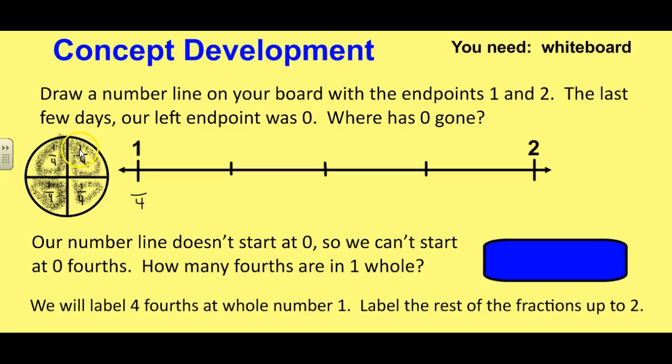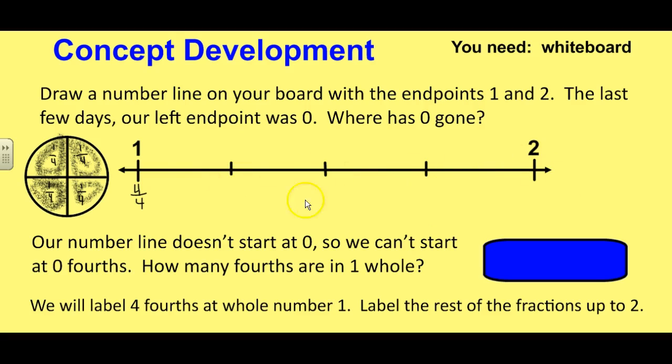So I know that there are 1, 2, 3, 4 different 1/4 that I shaded in. So on your number line, 1 is going to be equal to 4/4. And just like we talked about before, anytime your numerator and your denominator is the same number, that's going to represent one whole.